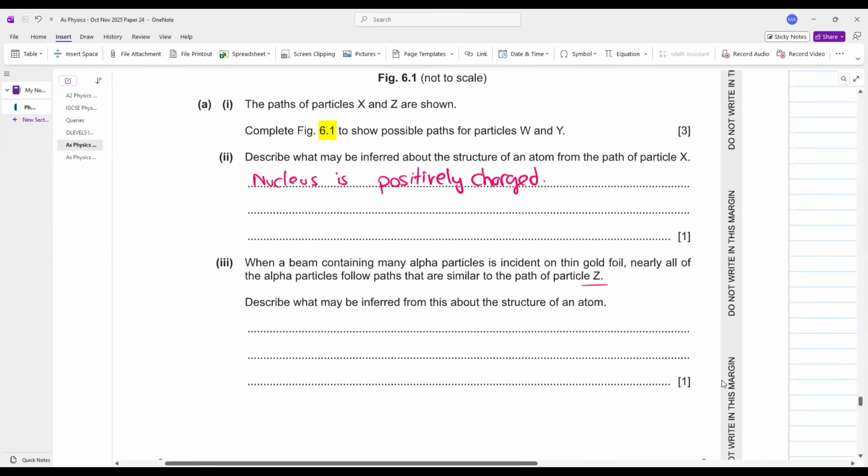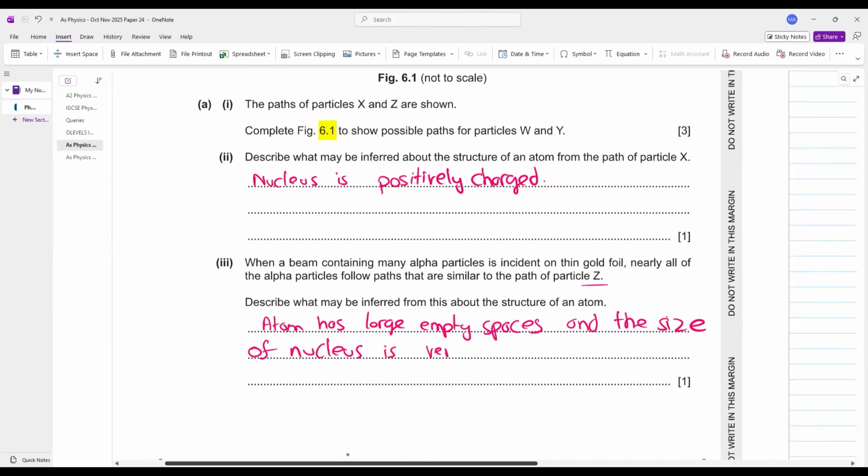Atom has large empty spaces and the size of nucleus is very small. So you can say atom has large empty spaces and the size of nucleus is very small. Simple.